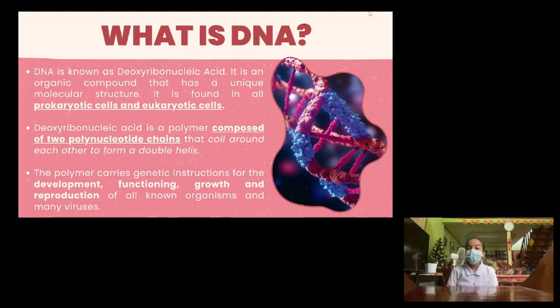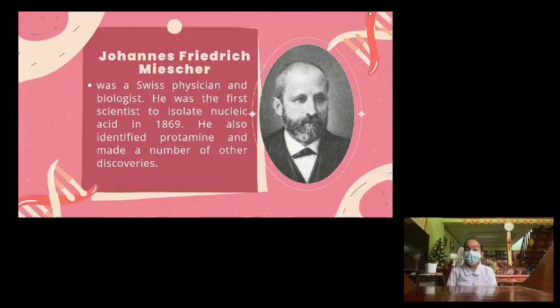Deoxyribonucleic acid is a polymer composed of two polynucleotide chains that coil around each other to form a double helix. So when we say polynucleotide chain, it is a polymer composed of several nucleotides linked together. It also means that they are connected together to form a double-stranded DNA. So DNA is the polymer that carries genetic instructions for the development, functioning, growth, and reproduction of all known organisms and many viruses. Who discovered DNA?